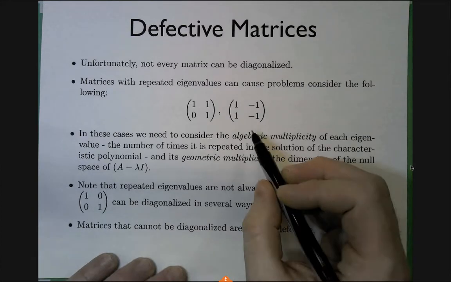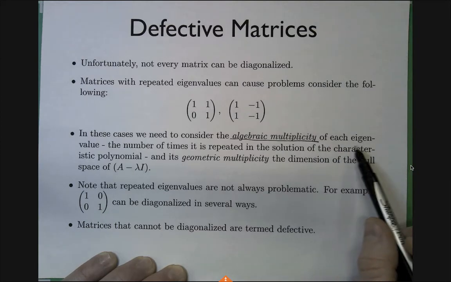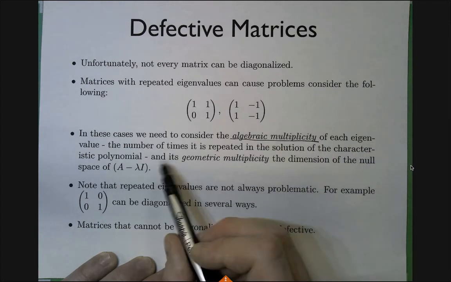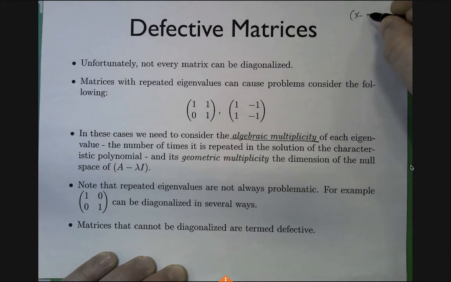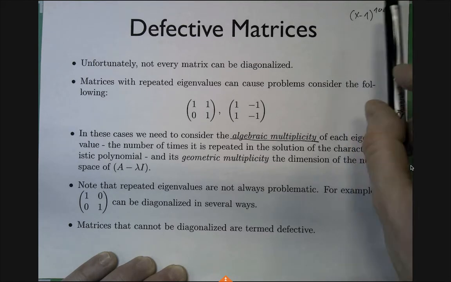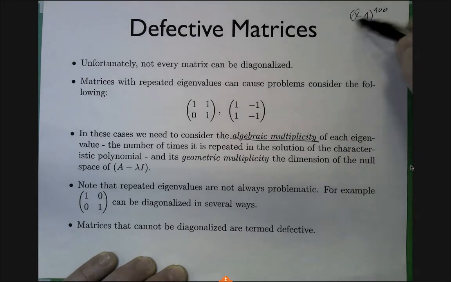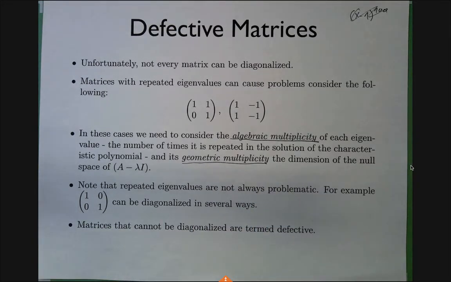What does it mean? So the algebraic multiplicity means that you count. The algebraic multiplicity of an eigenvalue is the number of times it appears as a solution of the characteristic polynomial, right? If you have a characteristic polynomial like (x minus 1) to the 100, then 1 would be an eigenvalue which is repeated 100 times, okay? So the algebraic multiplicity of this eigenvalue 1, if this is a characteristic polynomial of some matrix, would be 100.